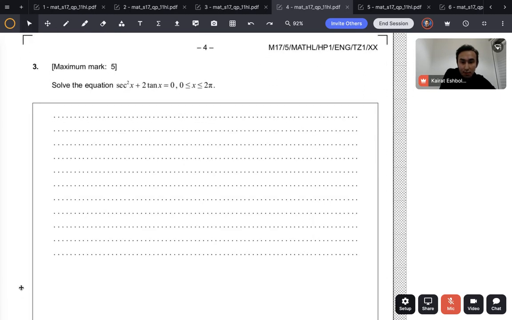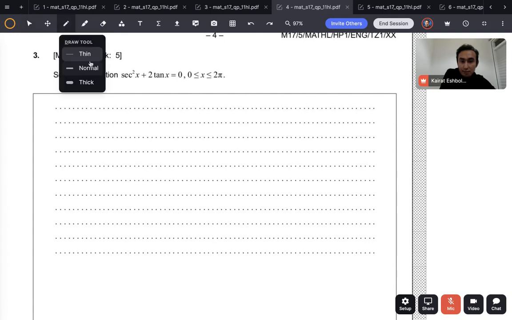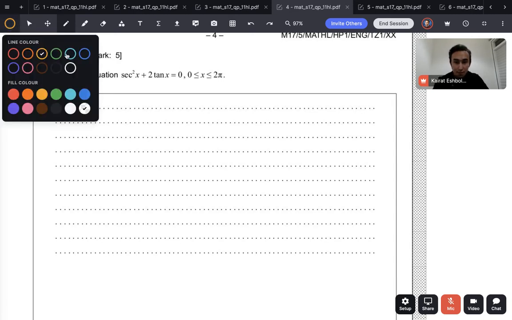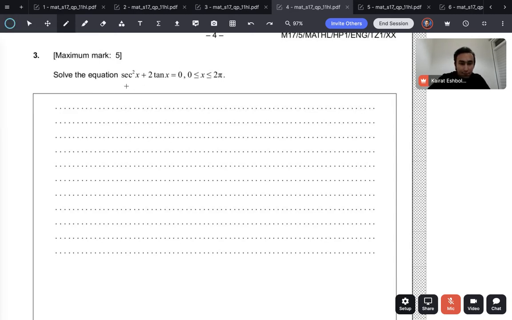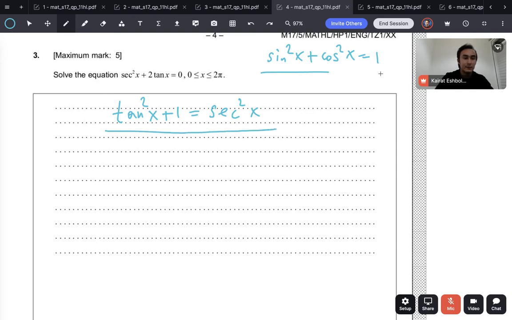Solve the equation secant squared x plus 2 tan x is equal to 0, where x is between 0 and 2 pi. First of all, when you see secant and tangent in the same equation, always think about the following formula: tangent squared x plus 1 is equal to secant squared x. This is a very useful formula in trigonometry, just like sine squared x plus cosine squared x is equal to 1, which is very well known. This is, I would say, the second most important formula in trigonometry after that one.